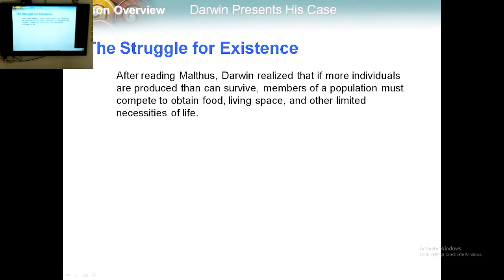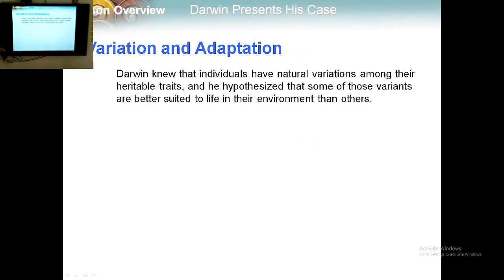So after reading Malthus, Darwin realized that if more individuals are produced than can survive, members of a population must compete to obtain food, to obtain living space, and other limited necessities of life. And Darwin described this as the struggle for existence. There is a competition for food, competition for living space, and other limited necessities of life. So this is the struggle for existence.